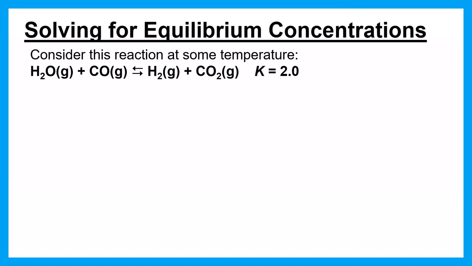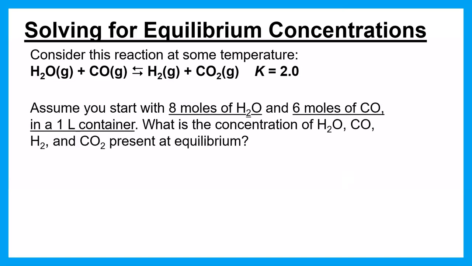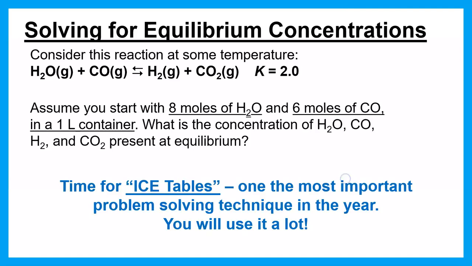So if we know a value for K, and we have some information about the system, how much is there, we can figure out what the concentrations would be at equilibrium. What you would do is you would use what's called an ice table. We use ice tables a lot. So let's say we do this problem here. Assume you start with 8 moles of water, 6 moles of carbon monoxide in a 1 liter container. What is the concentration of each thing once we finally reach equilibrium?